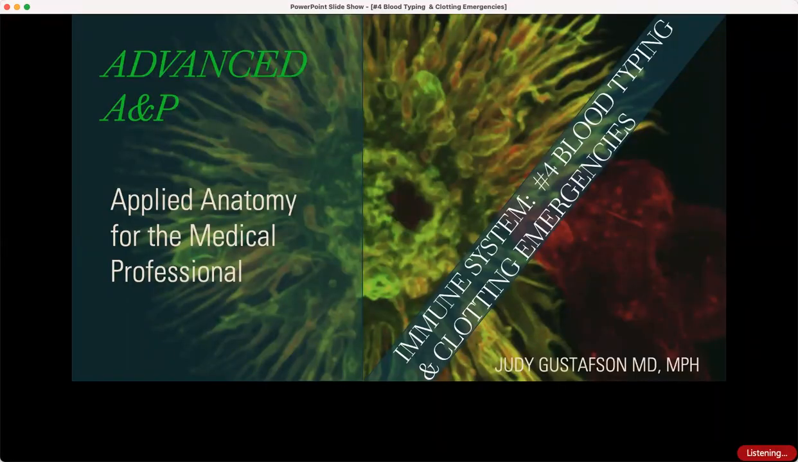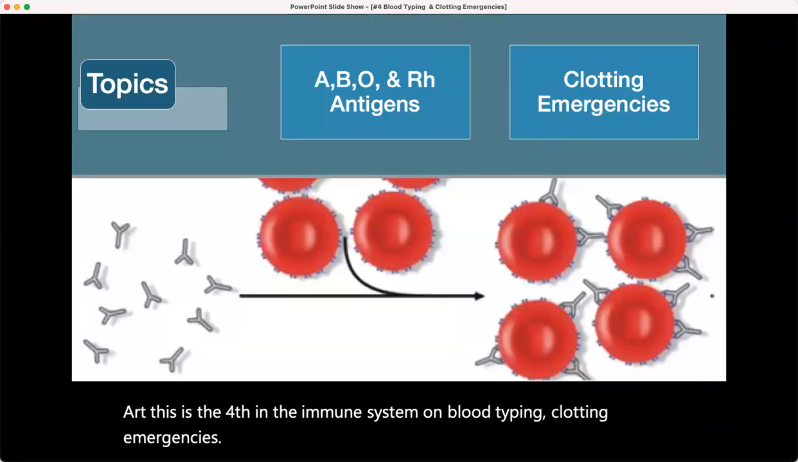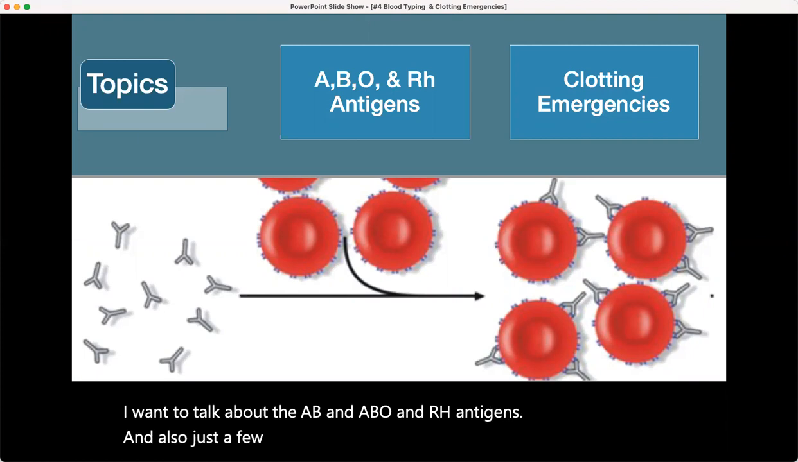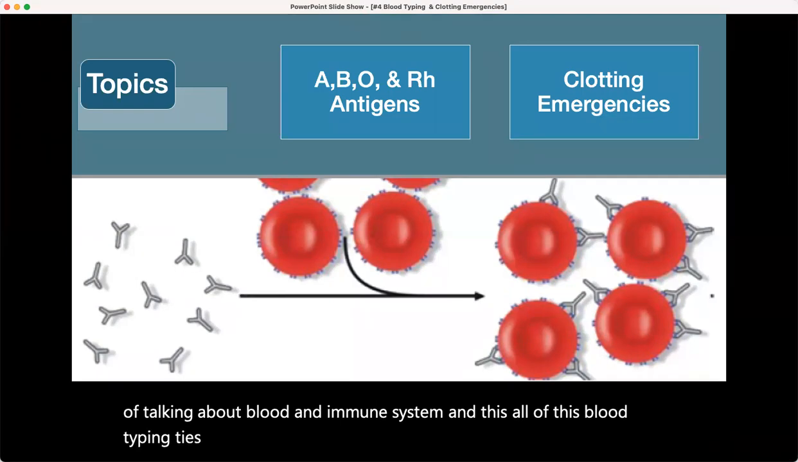All right, this is the fourth in the immune system series: blood typing and clotting emergencies. I want to talk about the A, B, and O and Rh antigens, and also just a few clotting emergencies. We're getting very near the end of talking about blood and the immune system, and all of this blood typing ties into it.